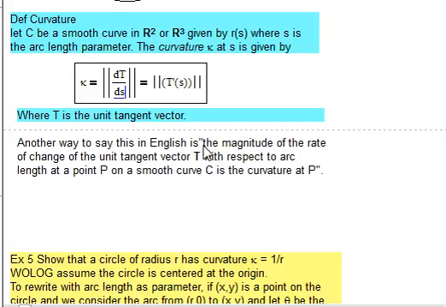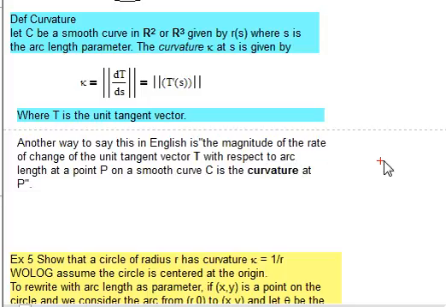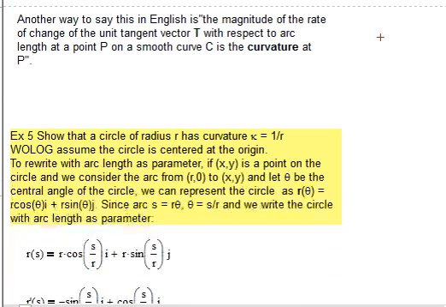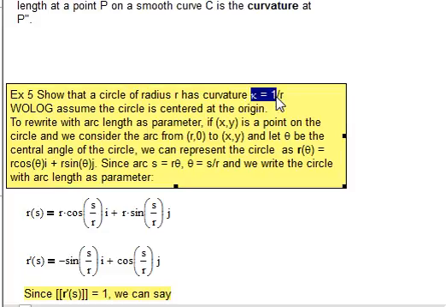So, okay, here it is. The magnitude of the rate of change of the unit tangent vector T with respect to arc length at a point P on a smooth curve C is the curvature at P. There, highlight that word, curvature at P. And so here's an interesting one. Show that a circle of radius r has curvature kappa equals 1 over r.